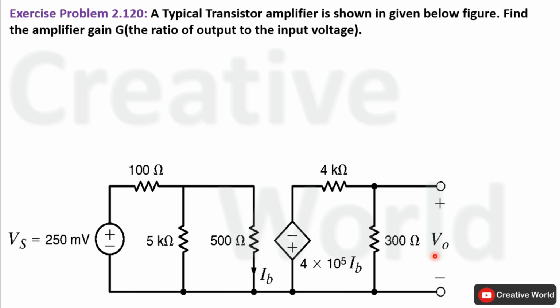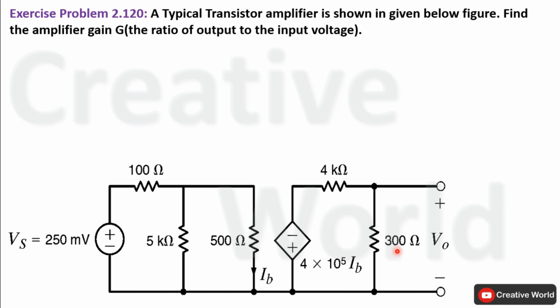For the calculation of output voltage, we should have the value of current through this resistance. And for the value of current through this resistance, we should have the value of voltage across this dependent voltage source, that is 4 multiplied by 10 raised to the power 5 times IB. IB is the base current. So in short, we should have the value of current IB. After that, we will calculate from this IB the voltage across this dependent voltage source, and this will be utilized to calculate voltage across this 300 ohm resistance.